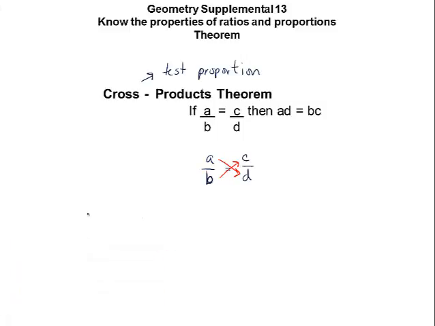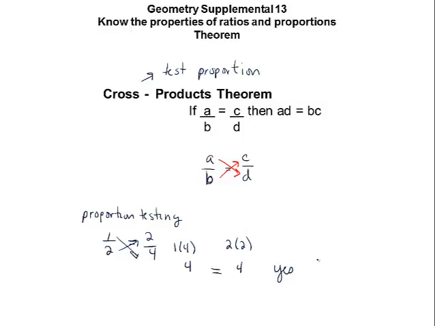So giving an example for proportion testing, use the one I used before. 1 times 4, and is that equal to 2 times 2? Well, this is 4, this is 4, they are equal, so yes, this is a proportion. If AD is not equal to BC when you do the cross multiplication, then it is not a proportion.